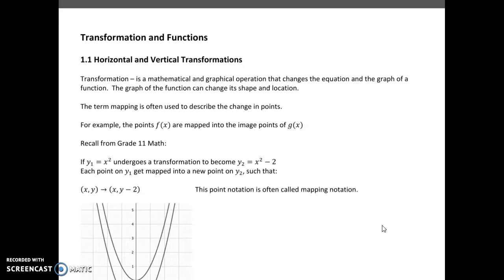Let's start off in the first unit of transformations and functions. Our first lesson, 1.1 in the textbook, is called horizontal and vertical transformations.